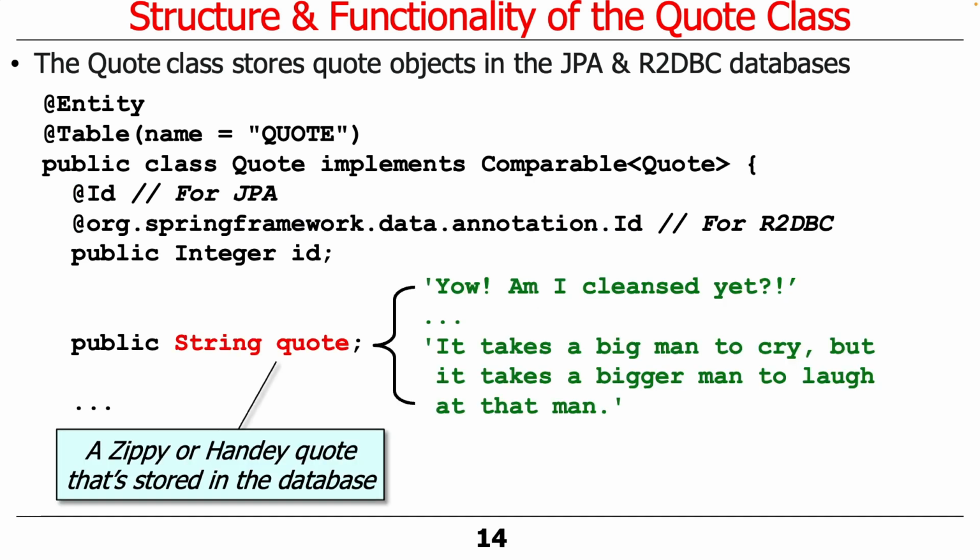Then down here, we actually have the quote field, which will be a quote, like a zippy quote, such as, "Yow, am I cleansed yet?" or a handy quote like, "It takes a big man to cry, but it takes a bigger man to laugh at that man." Those are the quotes that will be stored in the respective databases, and these are just stored as strings.